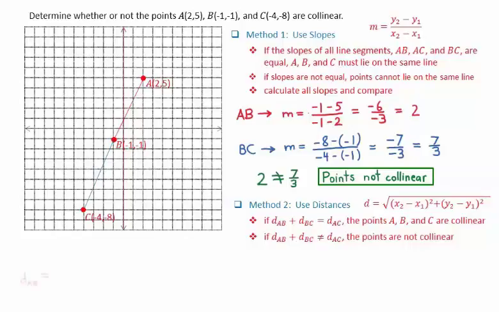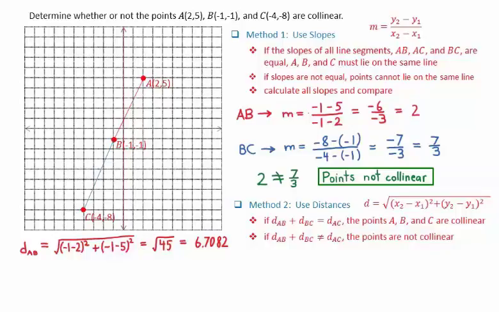First of all, let's find the distance AB. We use the distance formula. We take the difference between the x coordinates and square it, and then we add the difference between the y coordinates squared. This gives a result of the square root of 45, or 6.7082, rounded to 4 decimal places.